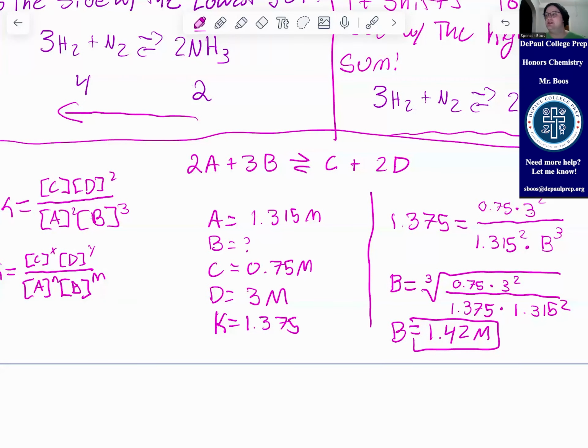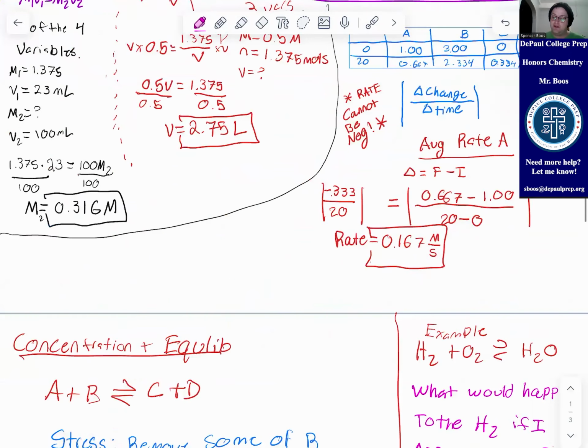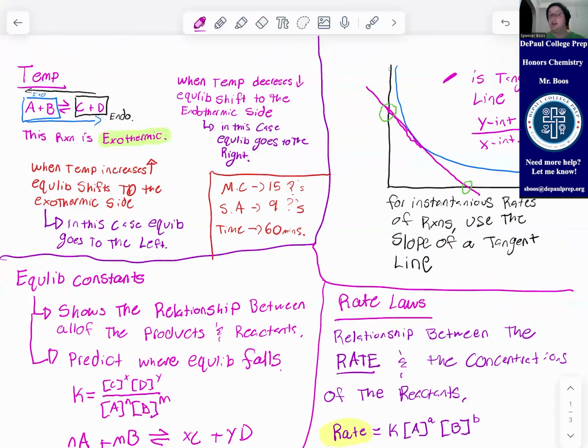What are the aspects of the graph that we use for an average rate and the instantaneous rate? Great question. For your graph, it will always be for an instantaneous rate of the reaction. I'm not going to ask you to do an average rate of the reaction on a graph, only an instantaneous rate. In this case, it is the y-intercept over the x-intercept. We won't do the average rate on the exam, but great question.